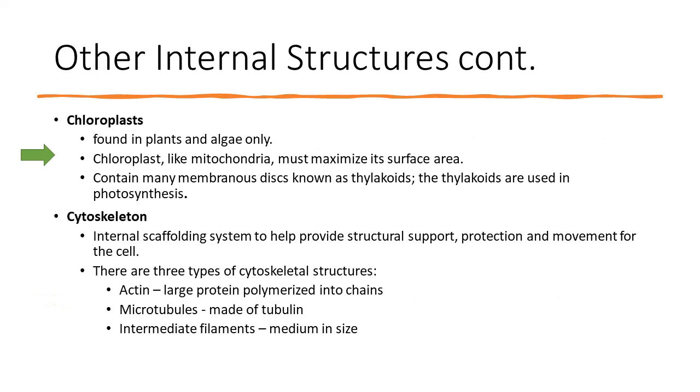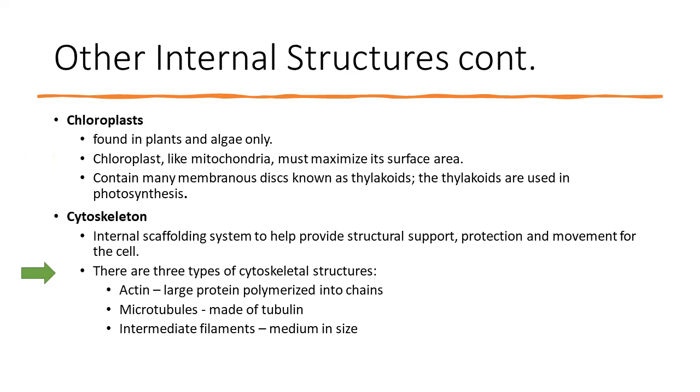Chloroplasts are found in some, and these are going to be those that are plant-like or plants themselves. So plants and algae, because they're going to be used for photosynthesis. Chloroplasts resemble mitochondria in the fact that they are double membrane bound organelles, and that they're going to have, instead of the cristae, thylakoids, which are basically like little discs or stacks in there, and they're going to be, again, used for photosynthesis.